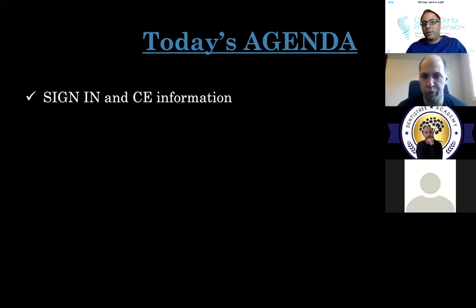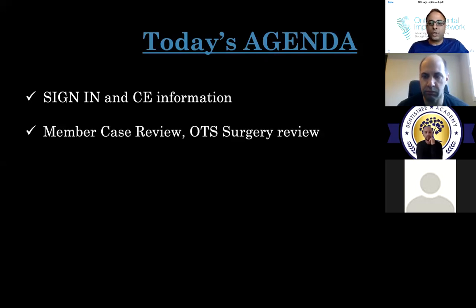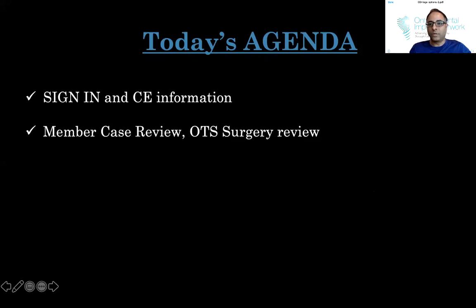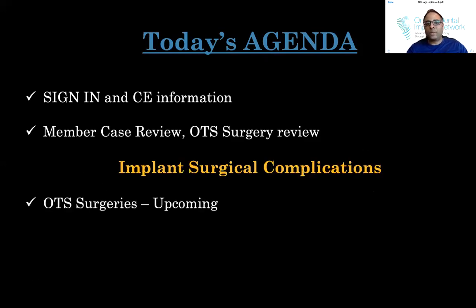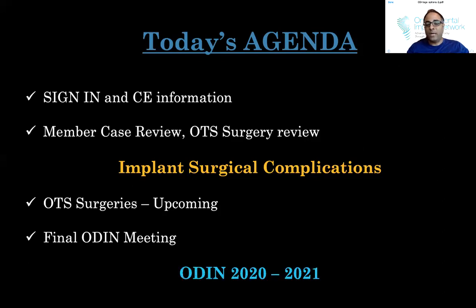So just talking a little bit about our sign-in and CE information. We're also going to go through the member case review, which we always do. We typically review one case or questions or cases. Then we're going to go through our implant surgical complications topic. We'll go through some of the upcoming surgeries, which we don't have yet, but will eventually. And then we're going to talk about our final meeting, which would be our seventh and final meeting for the year.